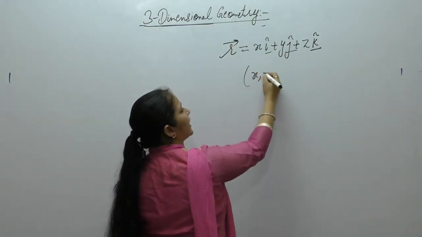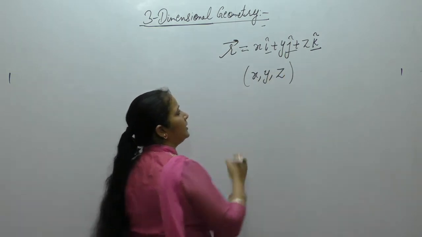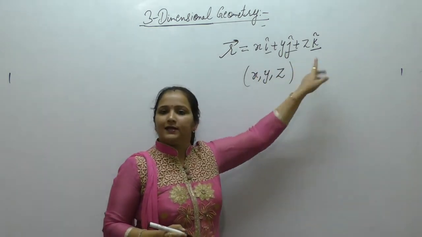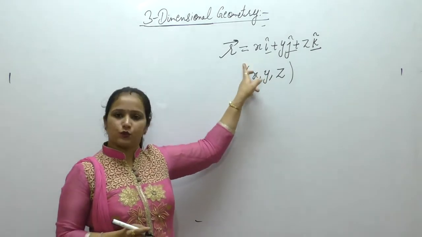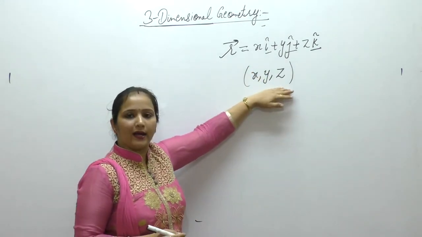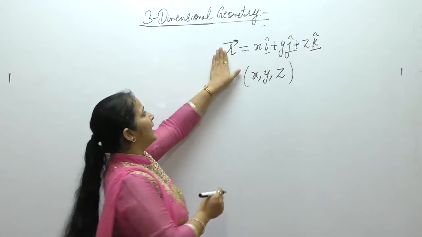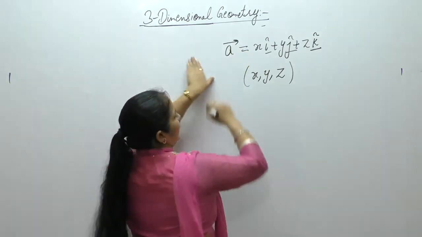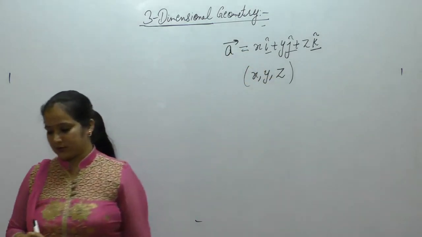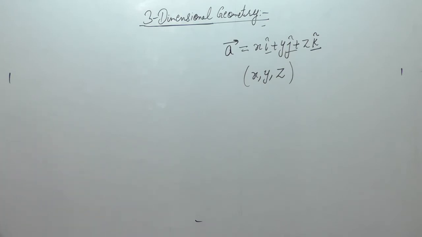And if I want to write the point in the Cartesian form, then the i, j and k unit vectors will not be included. So this is the point in the Cartesian form and this is the point, say point A, in the vector form. So let us start with some formulas.